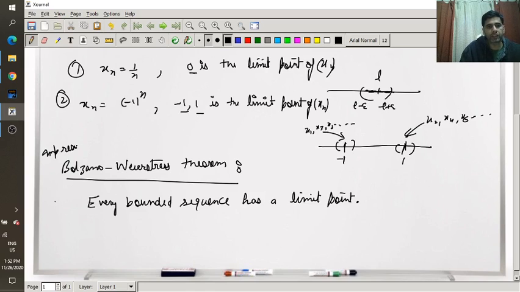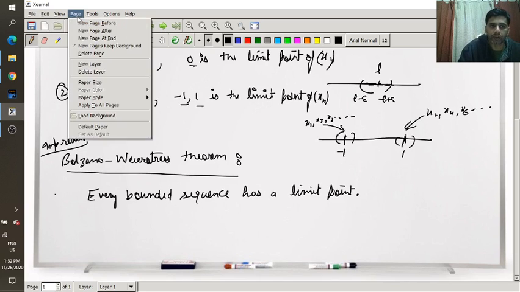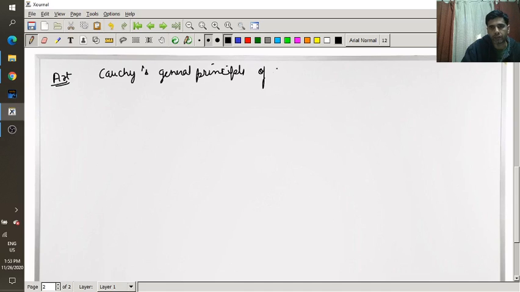और नेक्स्ट जो इम्पोर्टेंट रिजल्ट है वो हमारा कोशी सीक्वेंस से रिलेटेड, जो हम पिछले वीडियो में जो हमने डेफिनेशन की है उसी से रिलेटेड बहुत ही इम्पोर्टेंट एक रिजल्ट है, आर्टिकल है, और इसको हम बोलते हैं Cauchy's general principle of convergence, right.